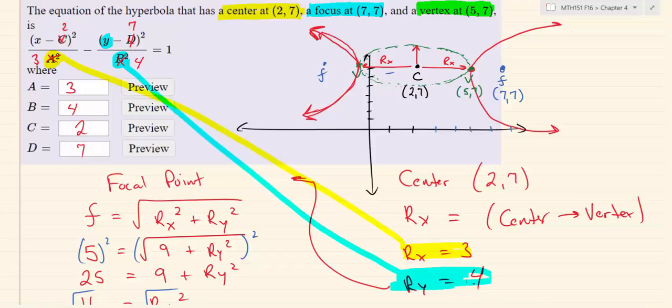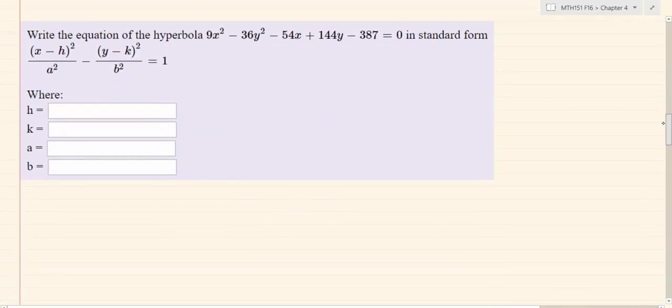H and K were pretty easy. That's the center point. They gave us that straight away. But we had to do a little bit of work to obtain r sub x, and even more work to obtain r sub y. Right? How can we make this more difficult? Yeah, I could not give you the information as straight up points. I could give you the information as an equation. Maybe something like this equation.